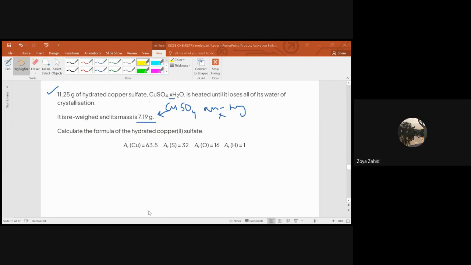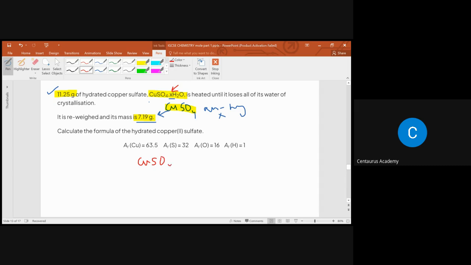Now, when you look into this, the mass given for the copper sulfate hydrated salt is 11.25 grams, and the mass of only copper sulfate is 7.19 grams. What do we have to find out? We have to find out the number of moles, or the value for X, the hydration level of water molecules present, the water of crystallization in this hydrated salt. What do we do here? We are going to look into them separately.